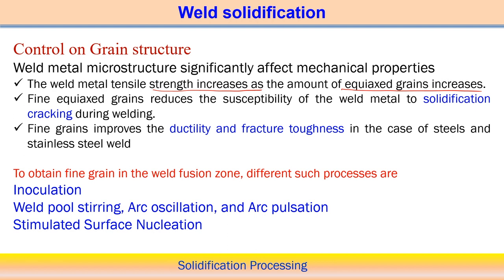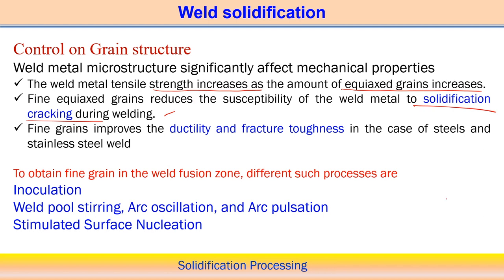So there we promote the columnar structure, but equiaxed structure has almost isotropic properties. At the same time, fine equiaxed grains actually reduce the susceptibility to cracking, or weld metal solidification cracking. So that is another reason during welding to promote a fine equiaxed structure.